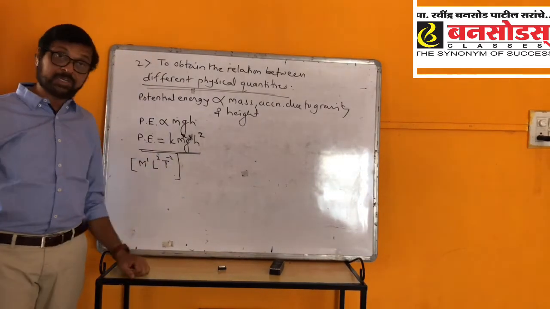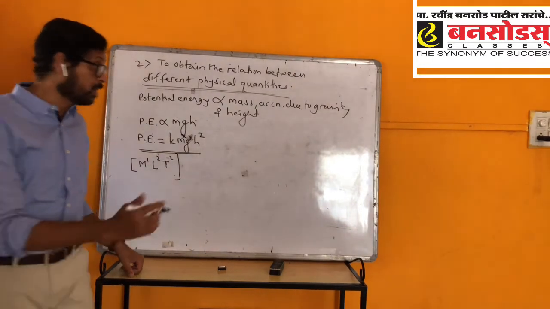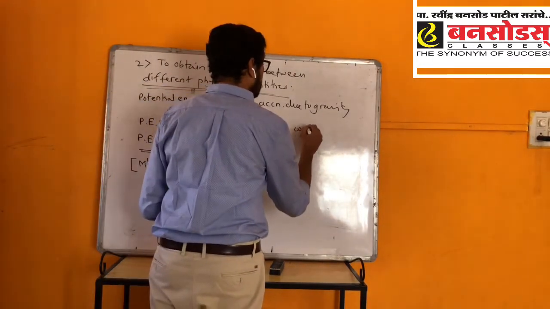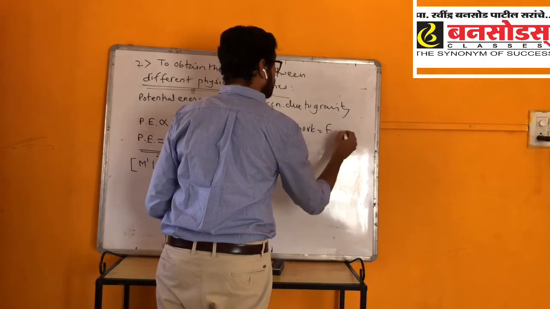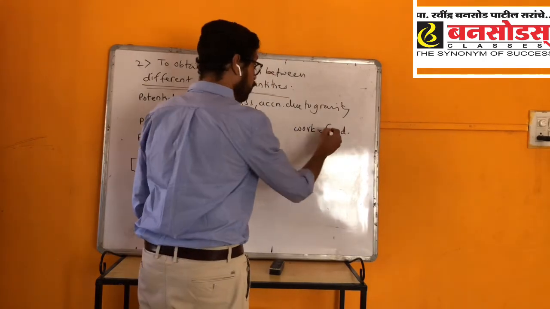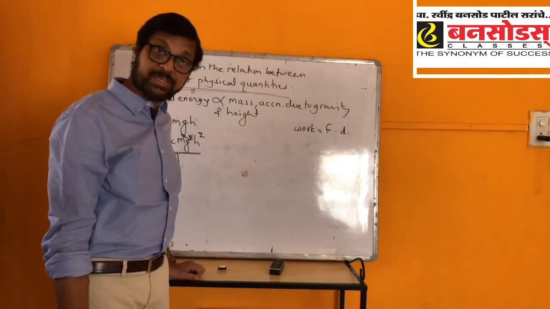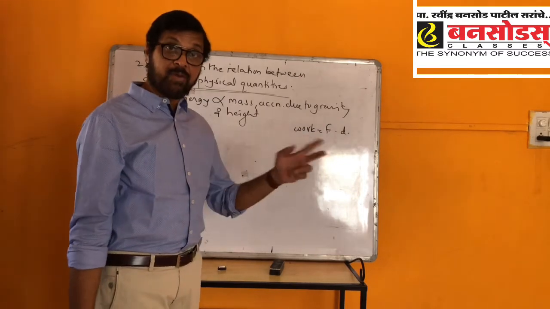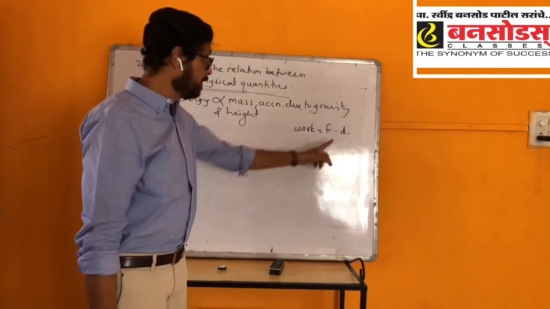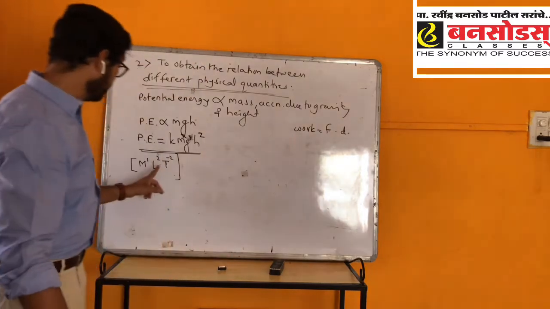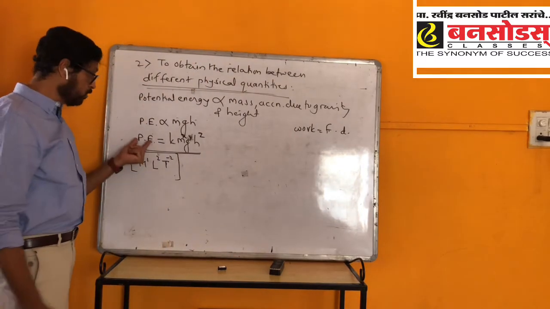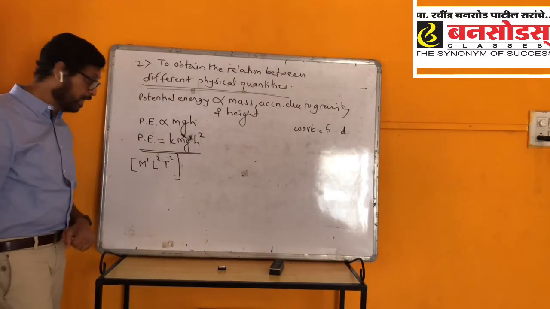These are the dimensions of work or energy, because work is force into displacement. Dimensions of force into dimensions of displacement. Dimensions of force are m1, L1, T minus 2, and displacement L1. So it becomes m1, L2, T minus 2. These are the dimensions of potential energy.